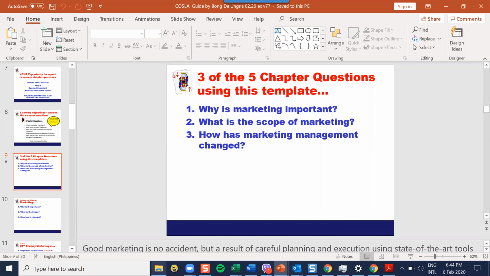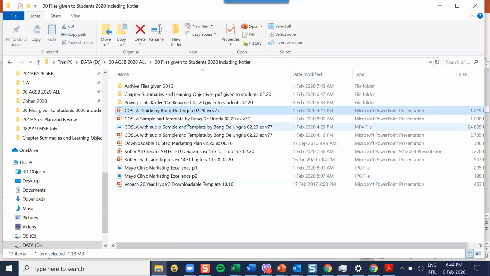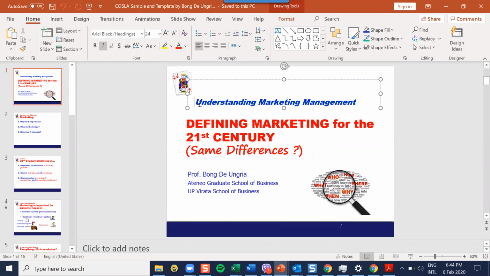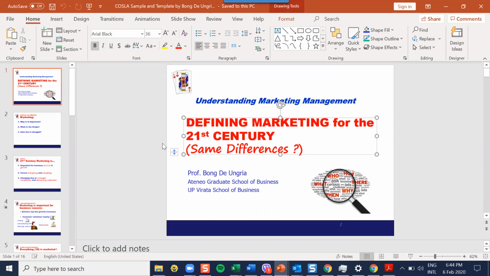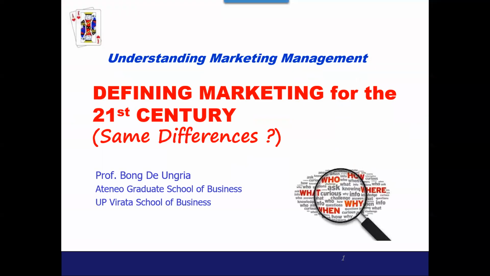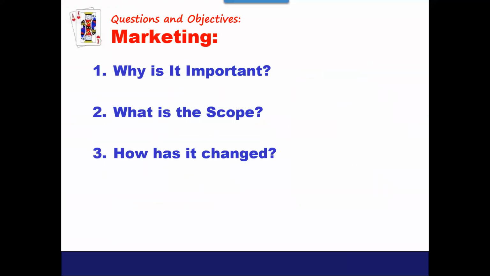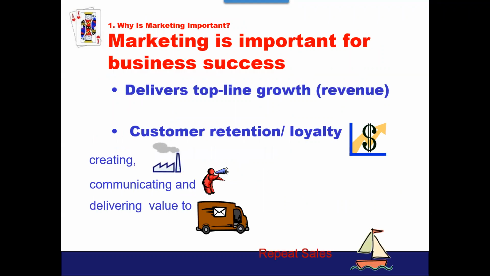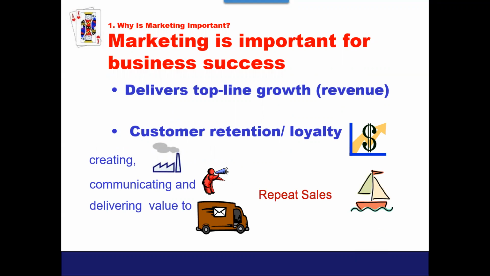In your file, there is also a sample and template. I highly recommend that you just use this template, change the contents of the template to suit the chapter that you are assigned to. So for example, in this sample and template, I'm just covering 3 things. Why is marketing important? What's the scope of marketing? And how has it changed? So that is the scope for this chapter. So there's a concept. Don't mind explaining the concept. I can help you with that.